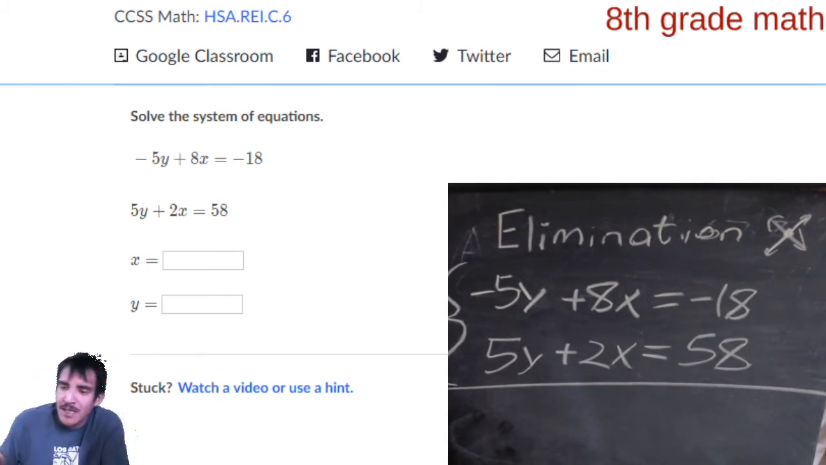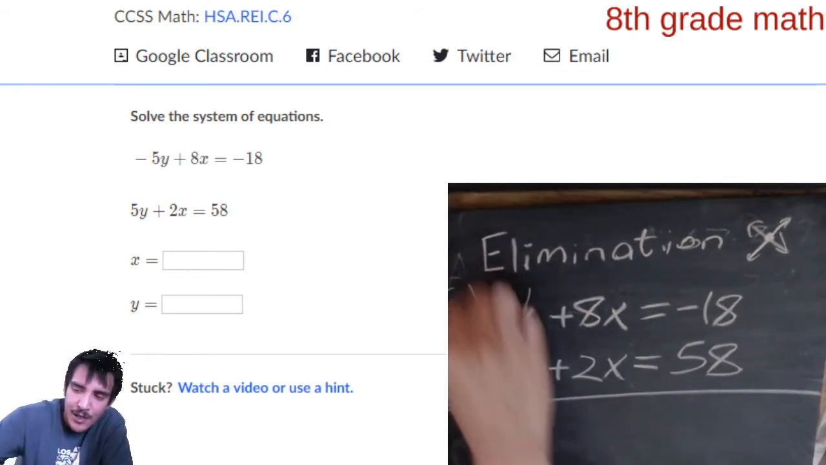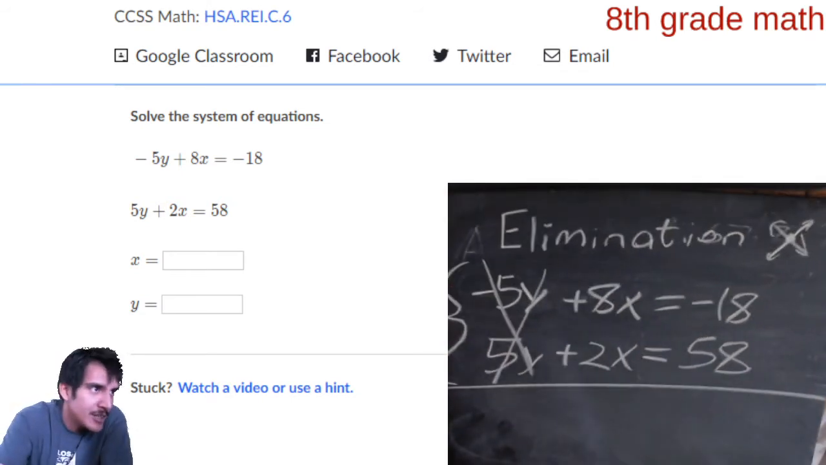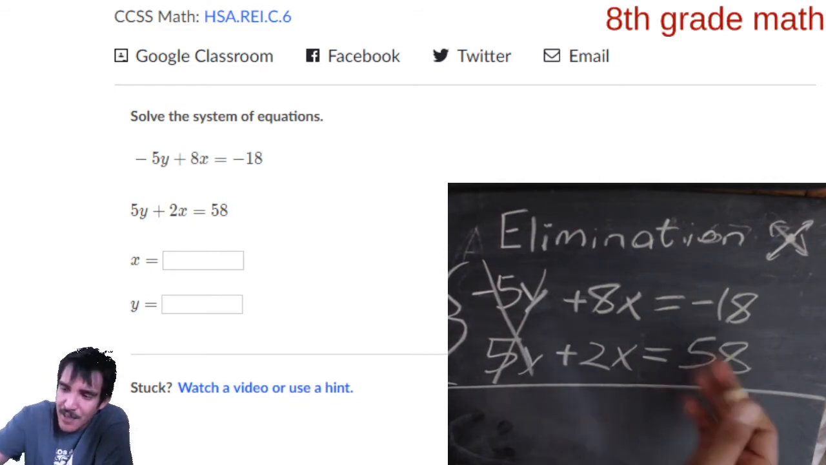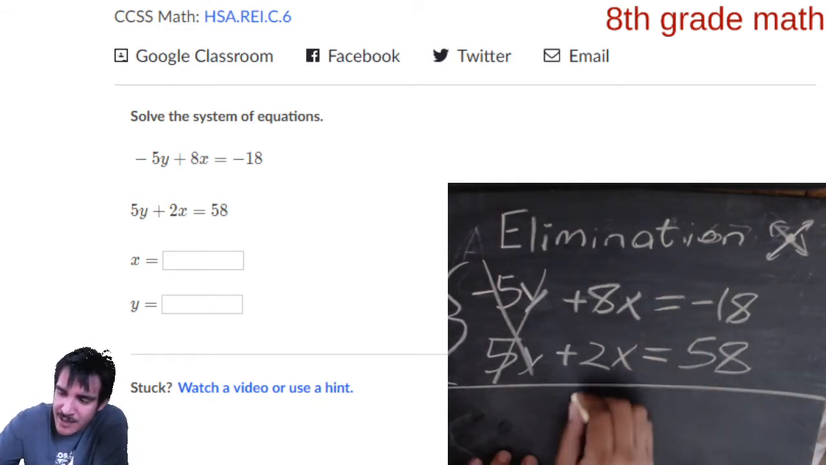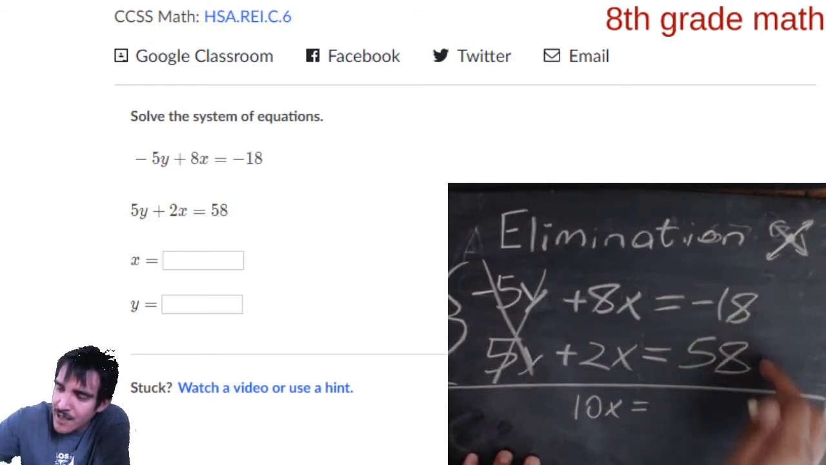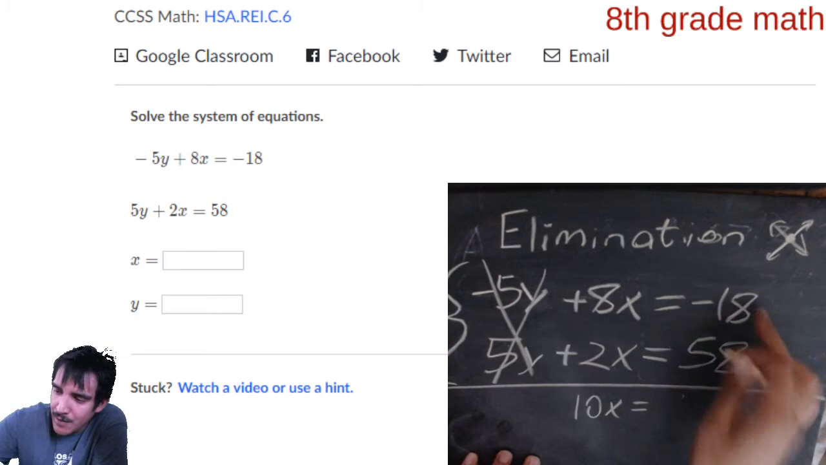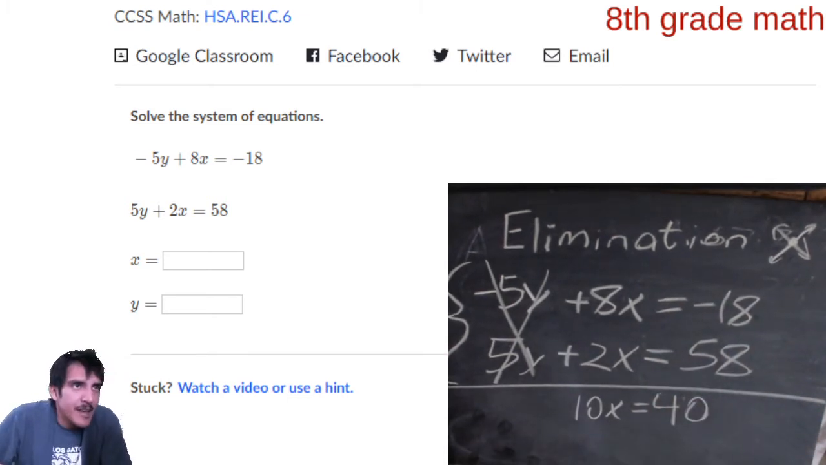Watch what happens. If I add negative 5y plus 5y, that equals 0. So this is what I like to do: whenever you have opposites in your equations and you add them together, just cross them out. They cancel out. Now let's keep adding. 8x plus 2x is 10x equals negative 18 plus 58. Well, 58 minus 18 is 40. So we are left with 10x equals 40.